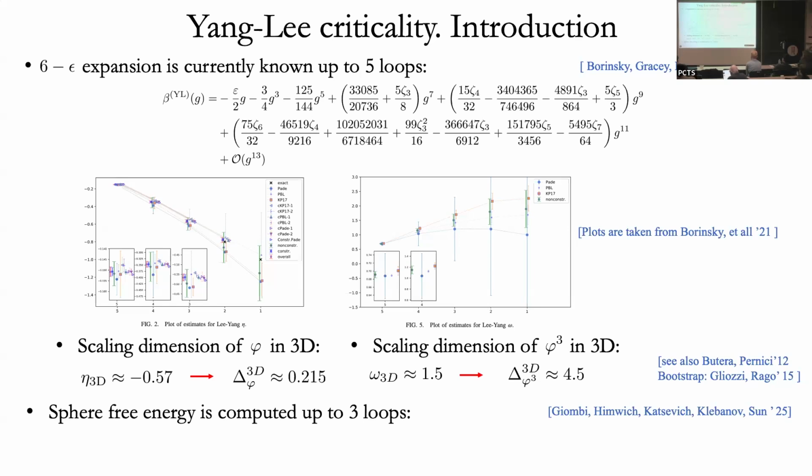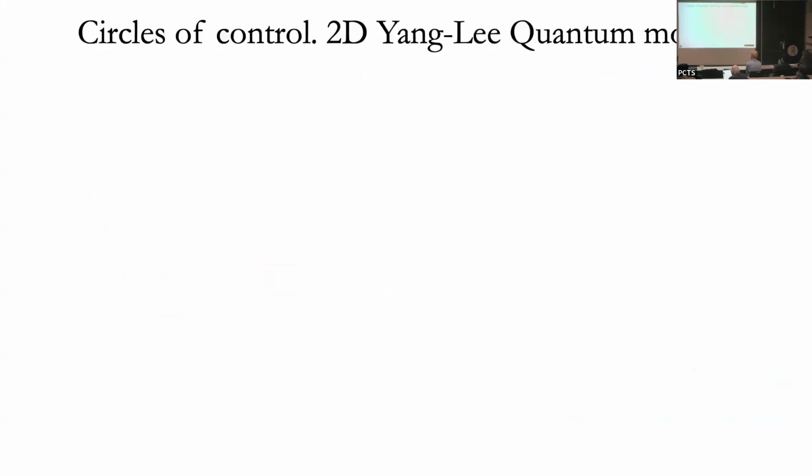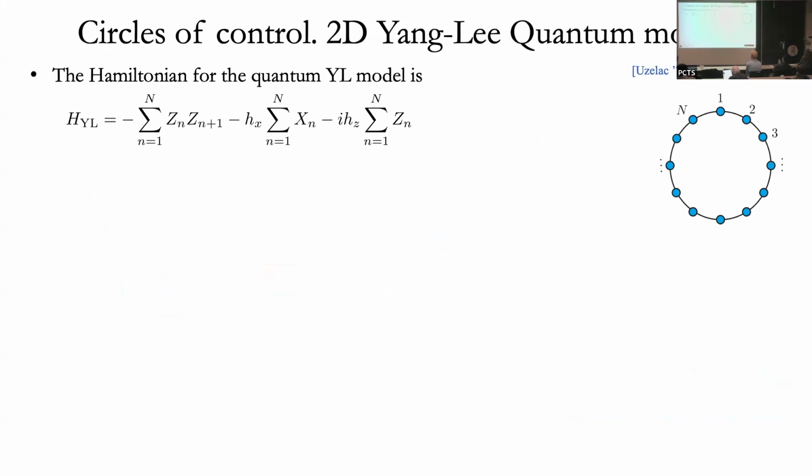And recently there was a paper by Simone, Mina, Andrei, Igor, and Zima about the sphere free energy for this model up to 3 loops, and that's the result which they got. It's a positive number. We didn't check it, but hopefully it can be checked by the fuzzy sphere technique, as was done for the Ising model. All right. So let me start with the quantum Yang-Lee model.